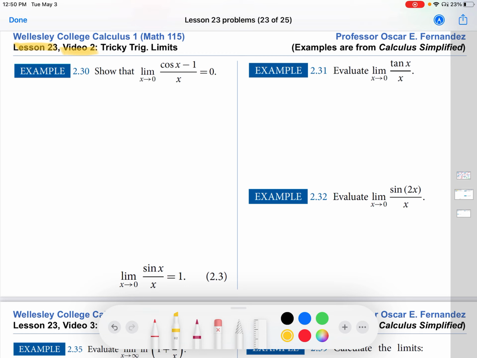So we're talking here specifically about trig limits, and we're going to do some tricky ones. You see 3 examples here on your screen from Calculus Simplified. I'm going to go through those in a minute.